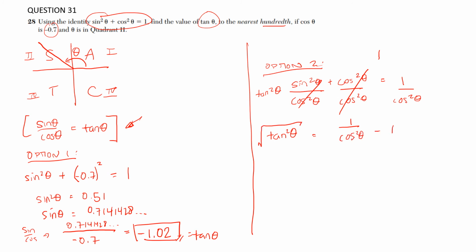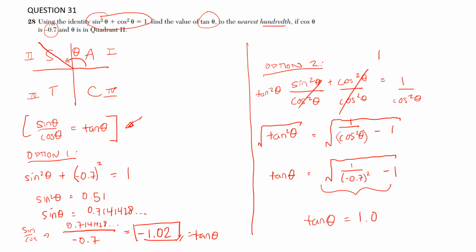I might as well take the square root of both sides since we're finding tan theta. So we'll have tan theta equals the square root of 1 over, we know what cosine theta is, negative 0.7 squared, minus 1. When we plug that into our calculator, we get the same answer, tan theta equals negative 1.02. Checking with our intuition from before, because theta is in quadrant 2, the tangent of theta should be a negative number, and that checks out for both of our answers.